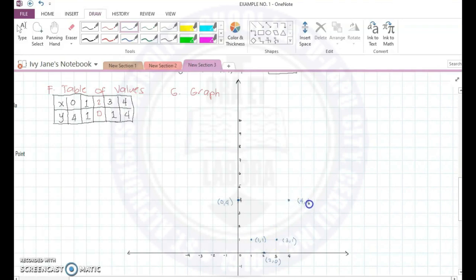Now the next step, class, you're going to graph now, or you're going to connect now the points. So this would be the parabola. Okay, make sure that you are turning it now in a curve. Connect the points like this, and don't forget to put arrowheads. Arrowheads in each end of the parabola. The meaning of arrowheads, class, is that this parabola is continuous.